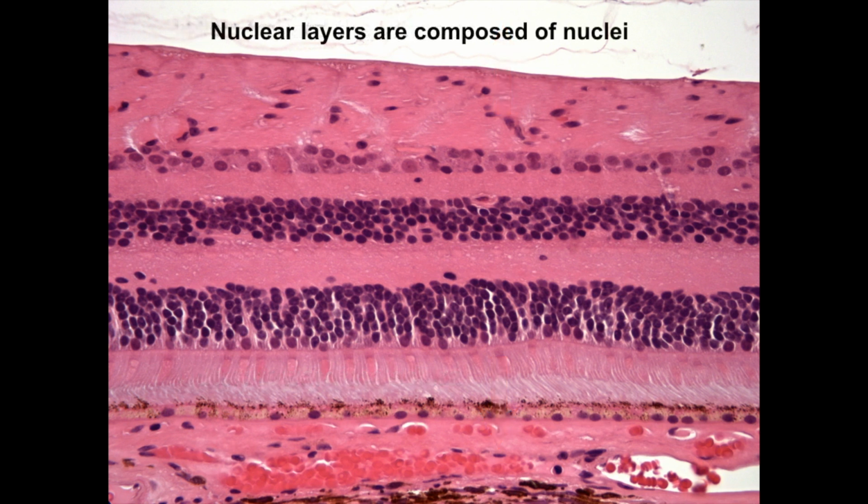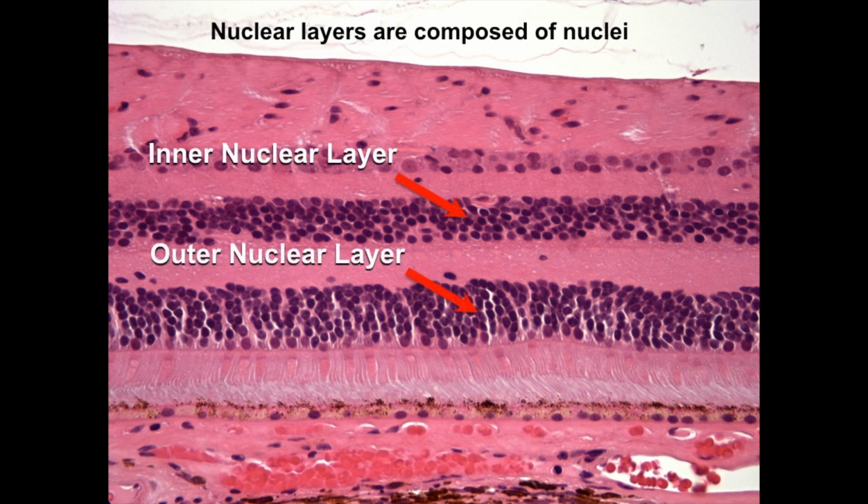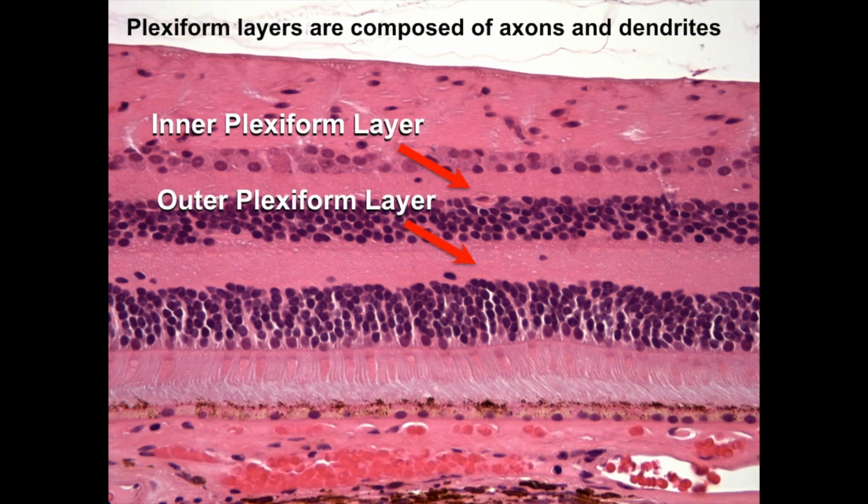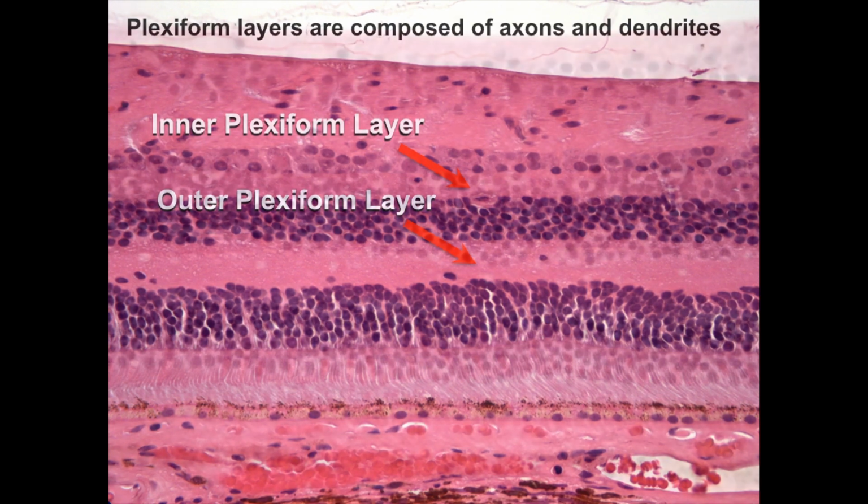The nuclear layers of the retina are composed of cell nuclei. They include the inner nuclear layer and the outer nuclear layer. The plexiform layers of the retina are composed of axons and dendrites. They include the inner plexiform layer and the outer plexiform layer.